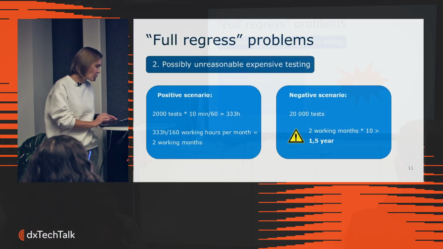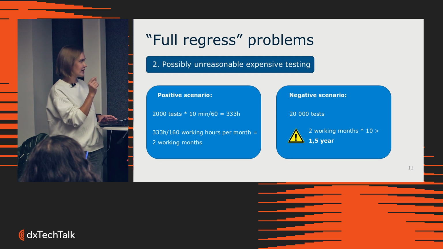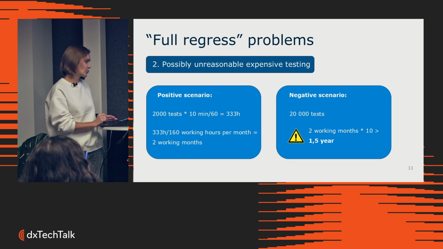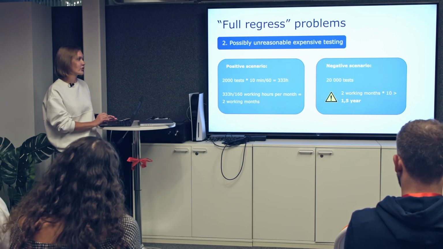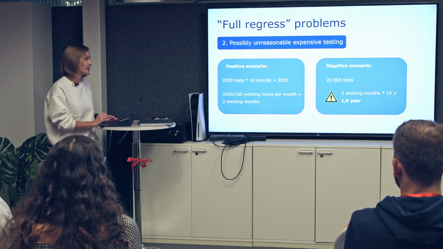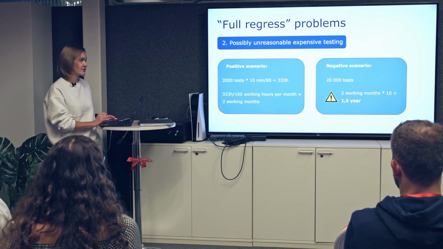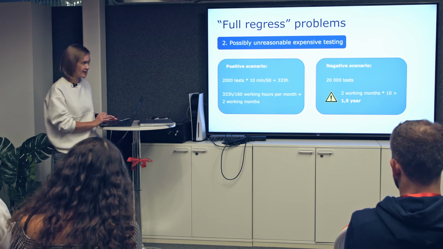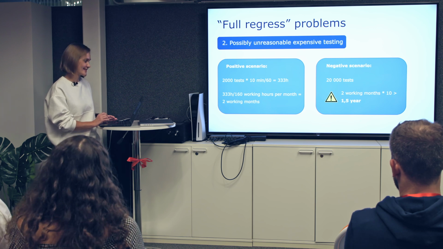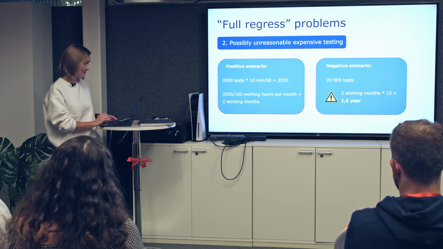So in a positive scenario, we have this number of tests multiplied by the time to implement each test, and we have 300 hours just for checking one refactoring ticket. But that was the positive scenario. In reality, we have more tests, as we mentioned, and it's already more than a year and a half of testing just one ticket. And this sounds ridiculous, and we obviously try to avoid such time spending.